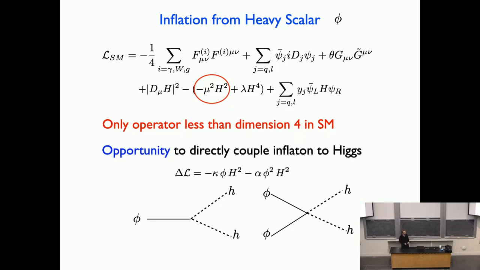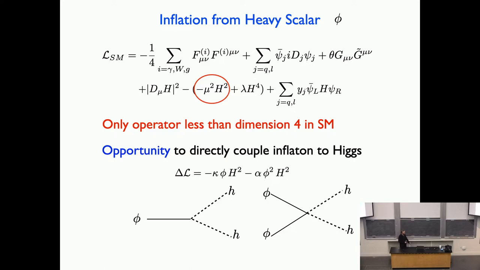Because if you stick to complete theories, that's theories built out of renormalizable interactions, precisely because you can write down h squared, if there's an inflaton, I'll call it phi, I can write down both a dimension 3 and a dimension 4 operator: phi h squared and phi squared h squared. And if you like, it's the statement that you could have inflatons decaying into Higgses and annihilating into Higgses.